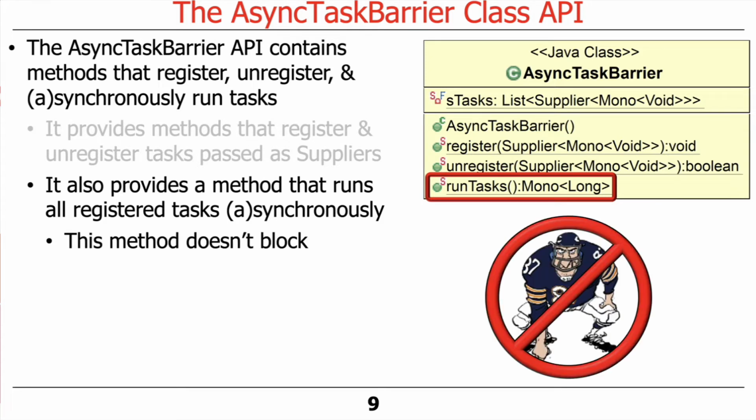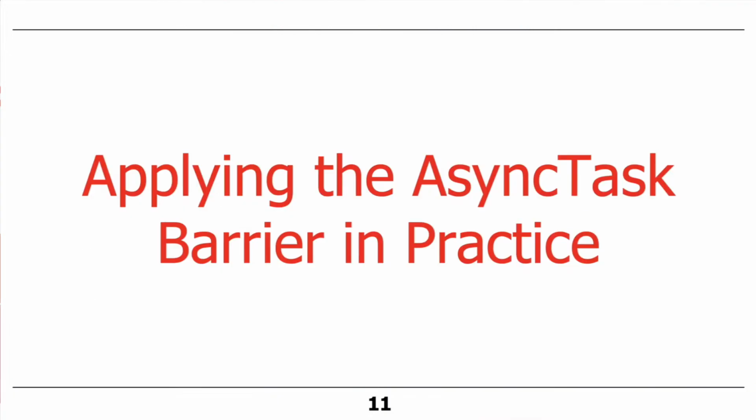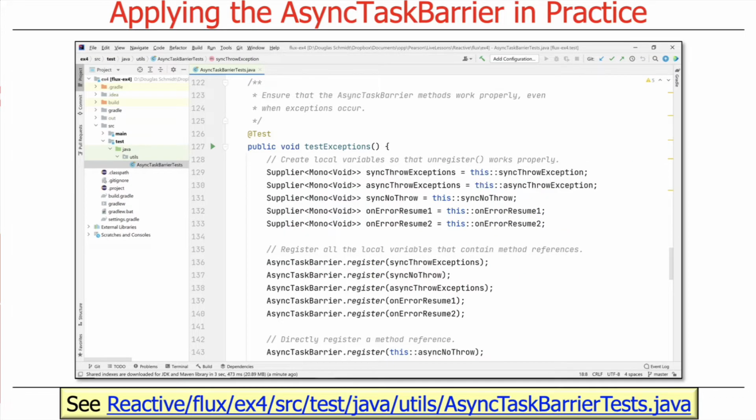What's returned from run tasks is a mono, which is a reactive type, so it doesn't block. If you want to block, which we usually do, you can, but it doesn't block by default. You could always use it as part of some other reactive collection or something like that. If you combine it with the block method on mono, then of course the calling thread won't go any further until all the asynchronous tasks finish processing, which is the usual use case. So let's see how we might actually apply this in practice.